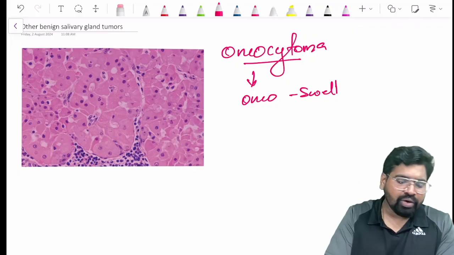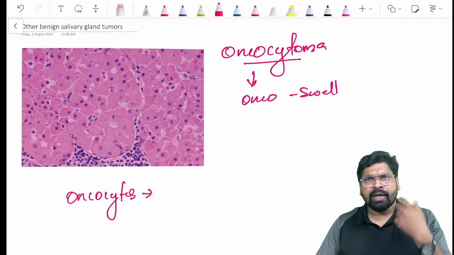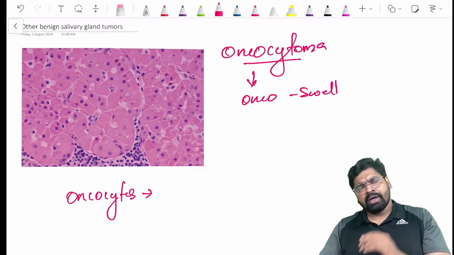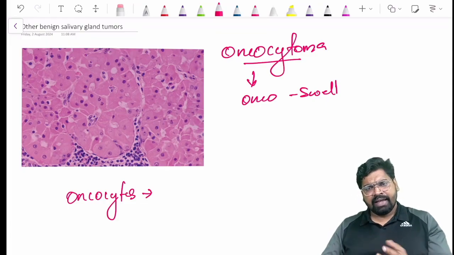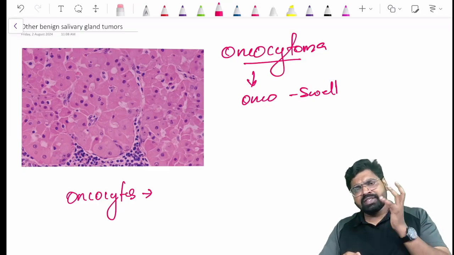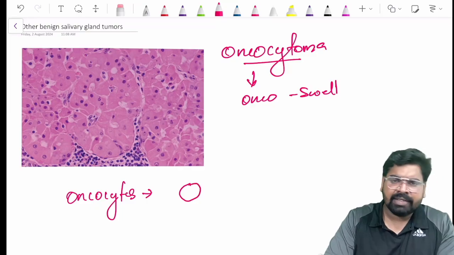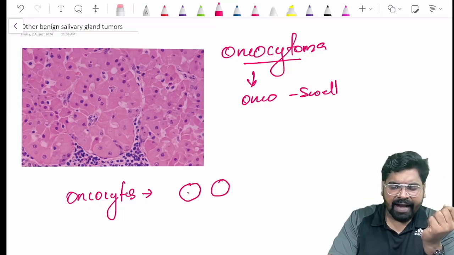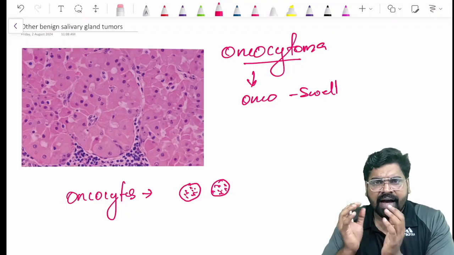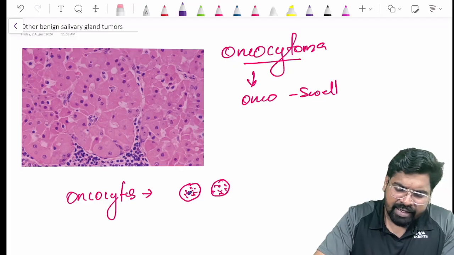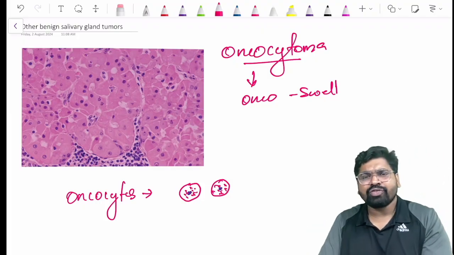Actually, what are oncocytes? Oncocytes are not a pathological cell. When a person gets aged, towards old age, the salivary gland cells get a little swollen up, and they start forming granules inside. So swollen up, large cells with a nucleus and the presence of so many granules are called oncocytes. Oncocytes are actually a physiological presentation.